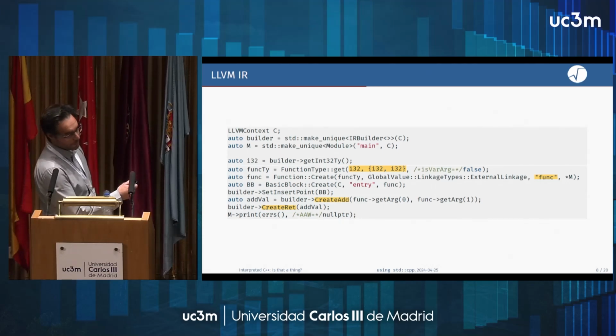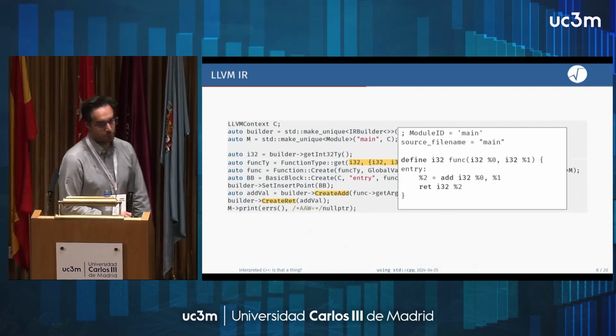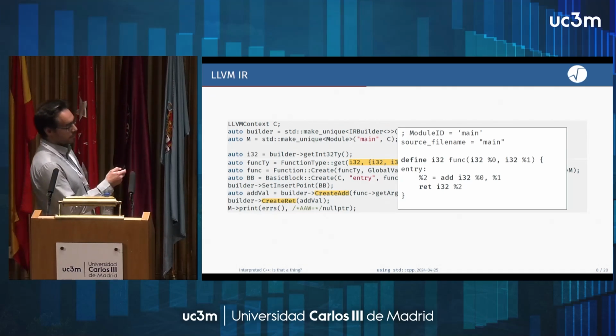A basic block, by the way, is a sequence of instructions that run from beginning to end, which we call entry, and we add a couple of instructions. One add instruction that adds together the two values for the function arguments, and a return instruction that returns the added value. And then we ask LLVM to print the module. This is what we get. This is the plain text dump for the module, which represents exactly what we wanted.